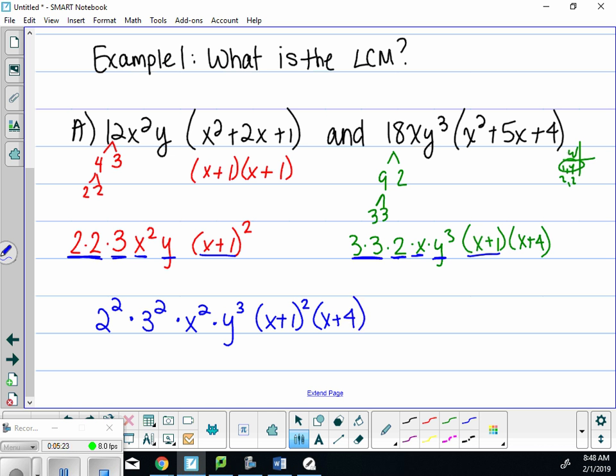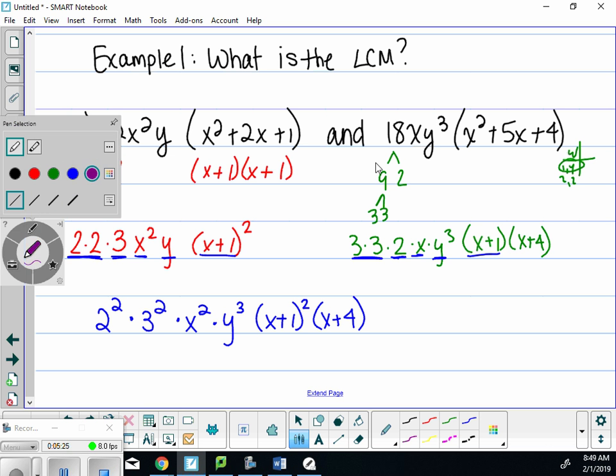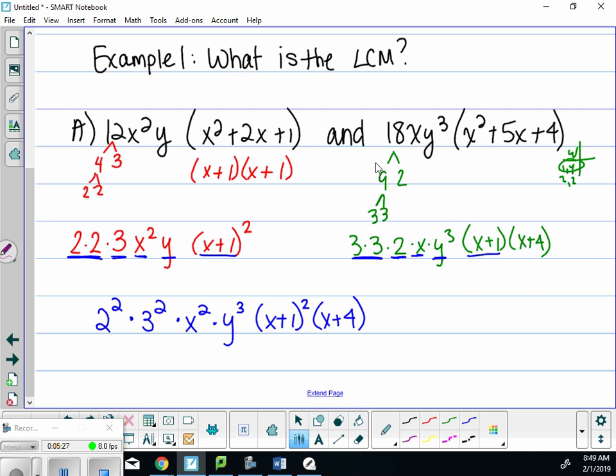Now, we don't have to completely multiply all of that out, but I would like to see us do 4 times 9. So 36 x squared y cubed, and this stuff we can just leave like this.